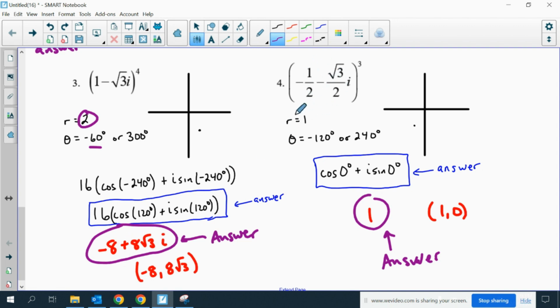This one has a radius of 1 and then angle of negative 120. I can multiply 120 by 3 and get 360, or negative 360, which then goes to 0. 1 cubed is 1, so I could put a 1 on the outside if I wanted, but I don't really need to do that. There's my answer. There's my point.